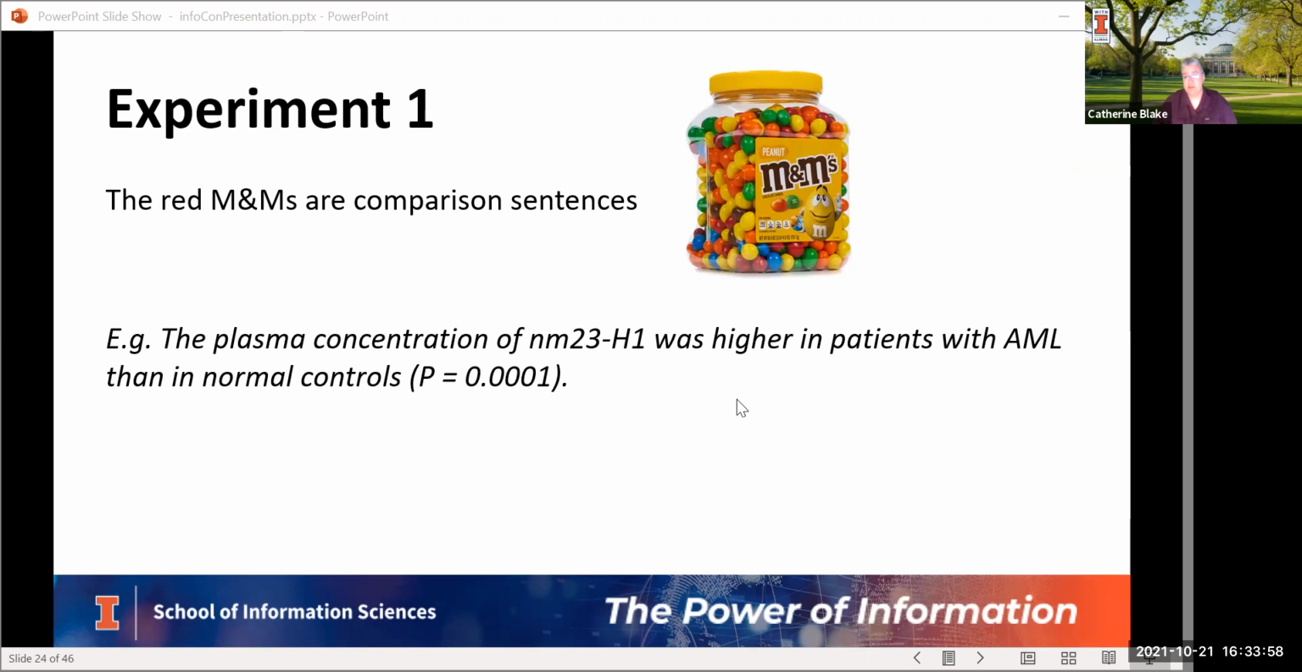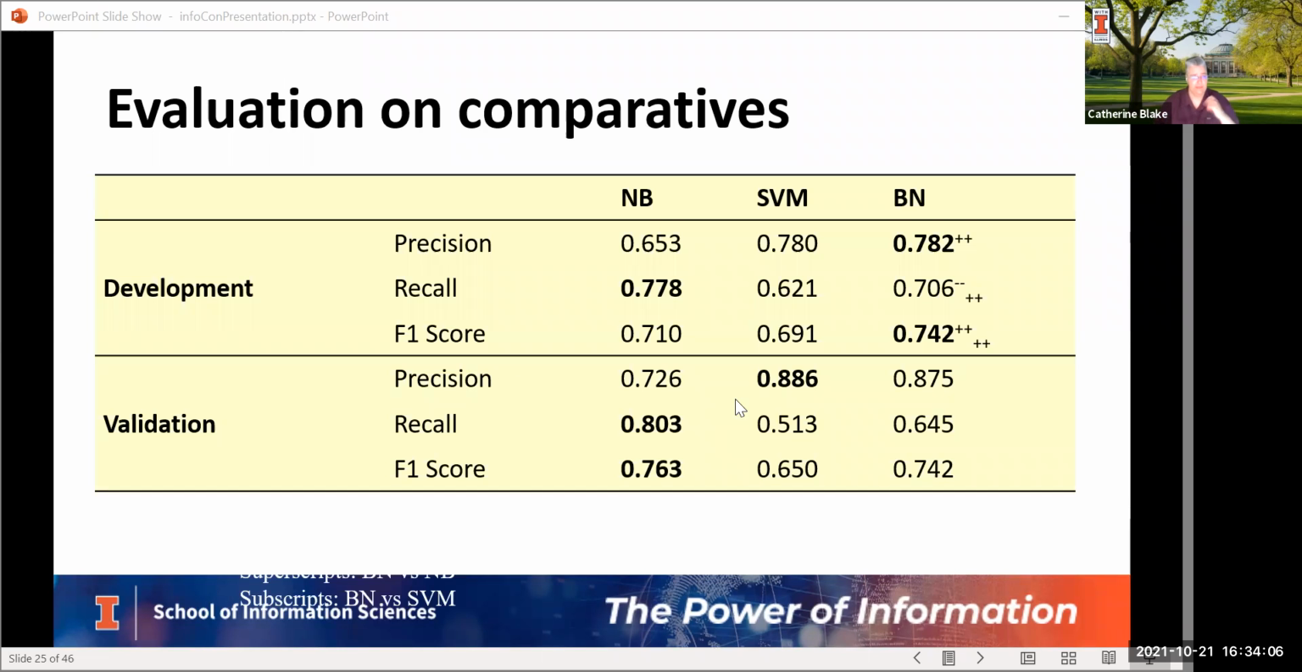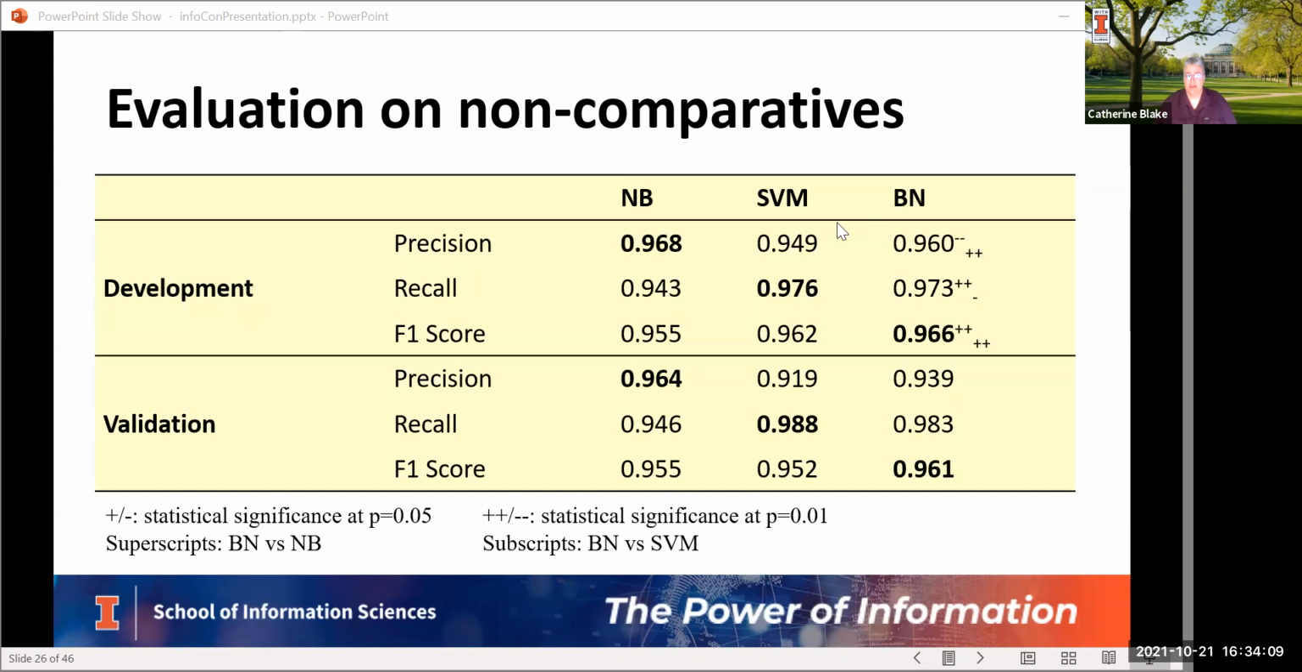So in this first experiment, akin to the red M&Ms are our comparison sentences. We're trying to get comparison sentences. I'm going to jump over this and focus on this one. In the development set, the Bayesian network performed best on an F1 score. F1 balances out precision and recall. And then on the validation set, the Bayesian network had the highest F1 score, so the combination of precision and recall.